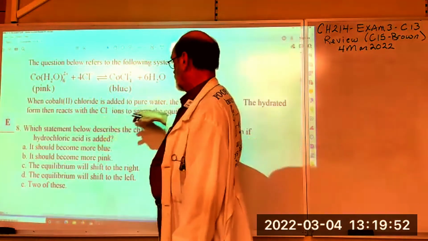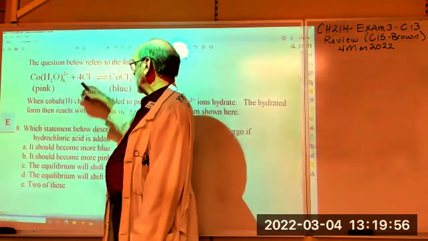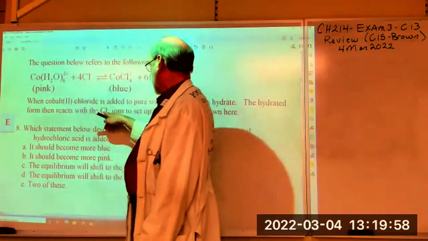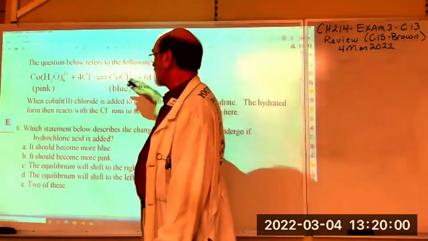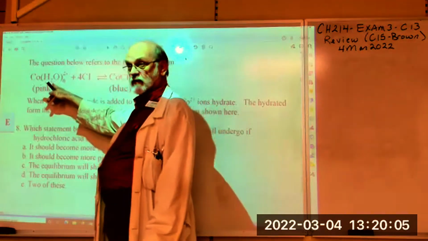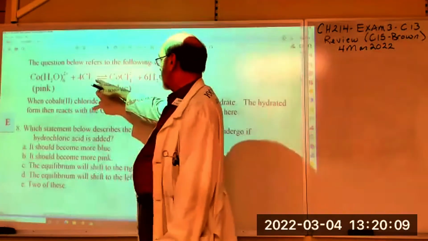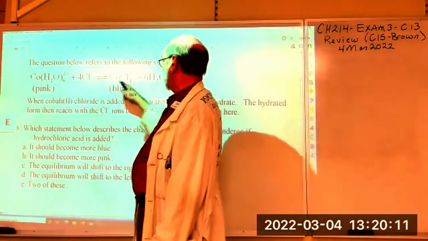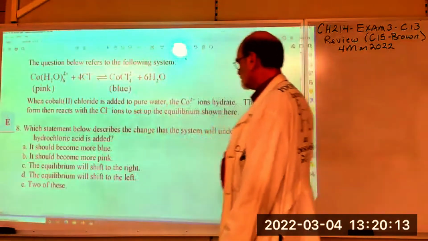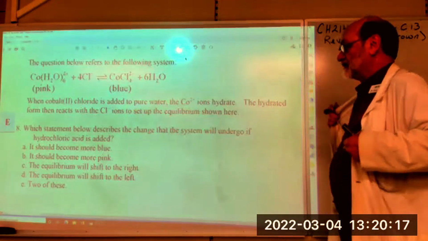Okay. So we add cobalt 2 chloride. What it does is, first it hydrates, and then it reacts with some more chloride and establishes an equilibrium between this complex ion, is what we call it. This complex ion, chloride ion, is in equilibrium with this complex ion and water. And that's where we're at right now. That's the equilibrium state.